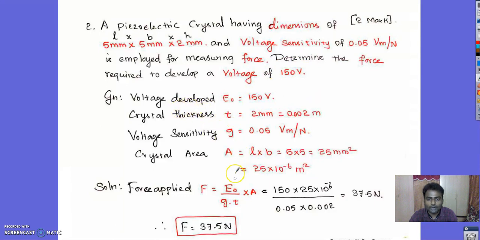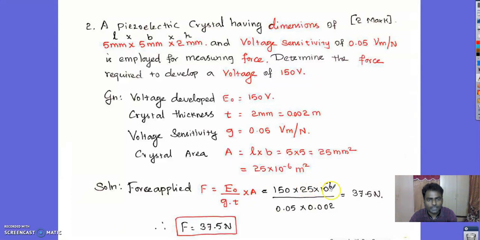The formula for force F is given by output voltage divided by voltage sensitivity into thickness of crystal, and this whole thing is multiplied with the area of the crystal. This is the formula for force that we have already seen in the previous derivation. Substituting these values, output voltage is 150 and your area of cross section is 25 millimeter square, which we have converted into meter square.